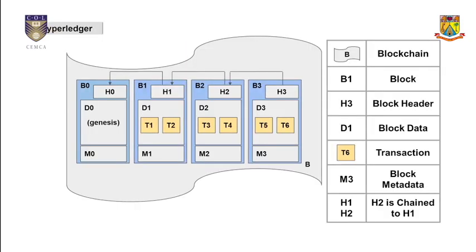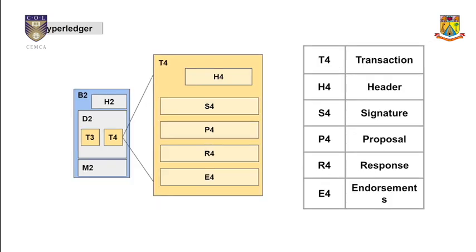This diagram shows what each block consists of. And this diagram shows what each transaction in a block consists of. It's very important to spend some time on these diagrams because they show you the structure of a block and a transaction in a block.